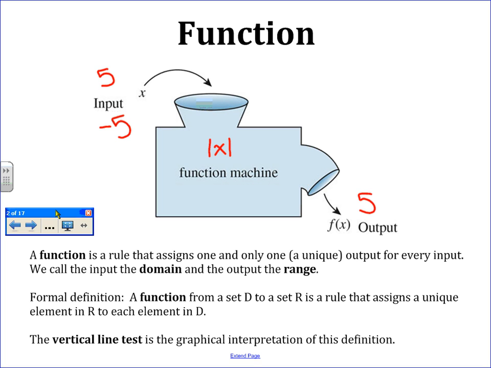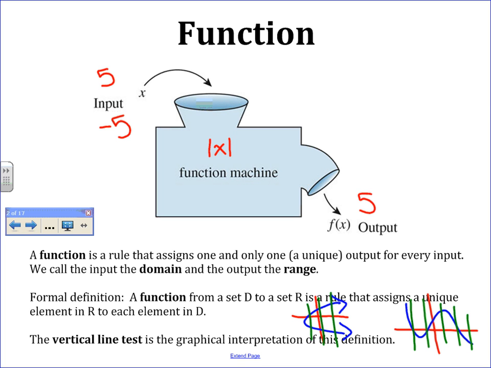The vertical line test is a graphical interpretation of this definition. Of course, you guys know how that works. If I take any function and I draw vertical lines through it, and if it only passes through the function once, then it is, in fact, a function. So an example of something that would not be a function would be if I put a parabola on the side, and there are many places where my vertical line will pass through the function twice, so therefore this is not a function, and the one on the right is a function.